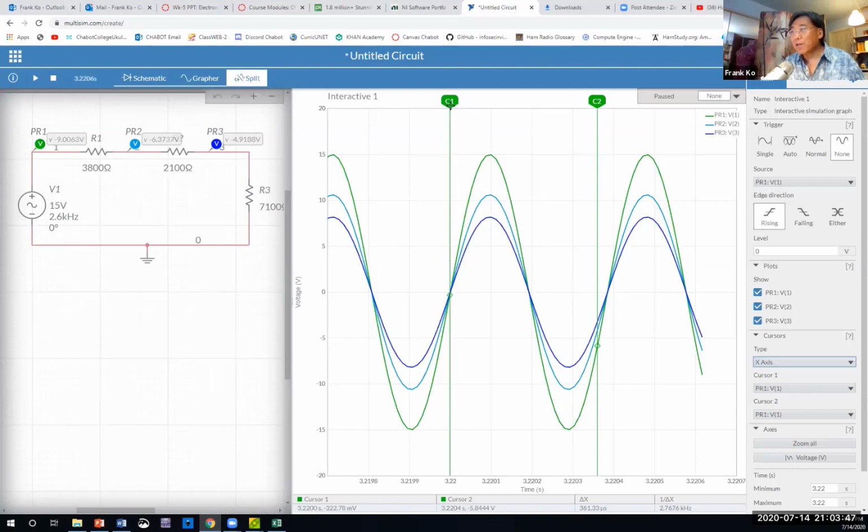Had it for a moment, and then I moved it. Okay, right there. Now I'm going to move the second cursor right here. All right, and the time difference between these two, my delta x, is given right here. My delta x is my difference of time between the two. It is given as 384.96 microseconds. That is the time for one cycle.